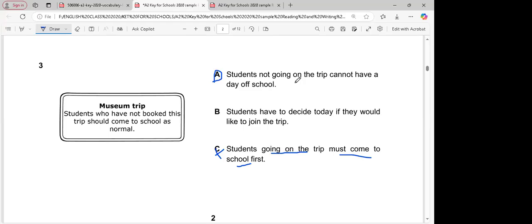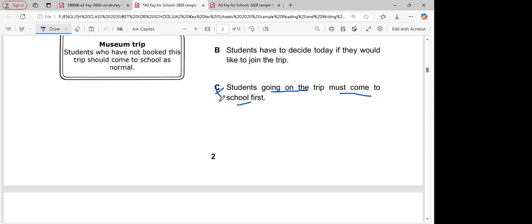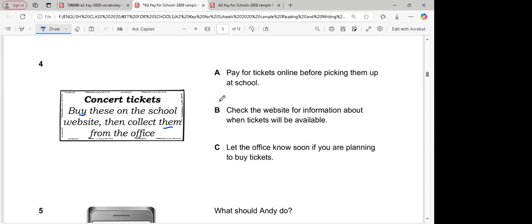So this is what happens in part 1, which you need to carefully read and understand. So A is the third one also, right? Fourth one. Concert tickets. Buy these on the school website. Then collect them from the office. I'll have someone read the fourth one. Hiruti, can you read the fourth one?